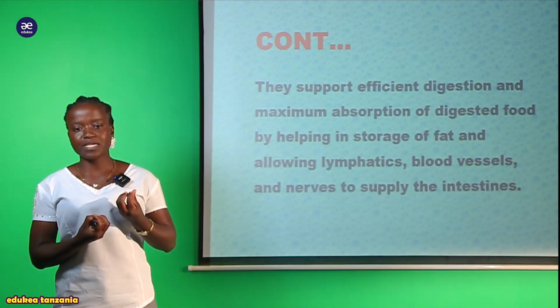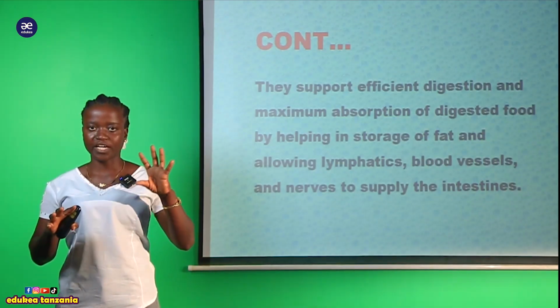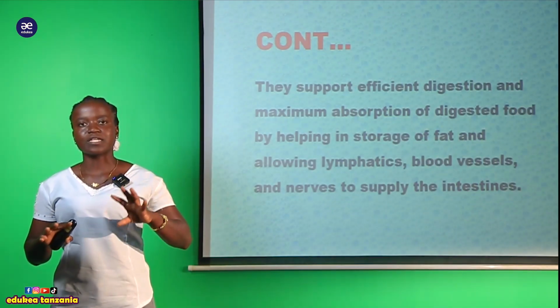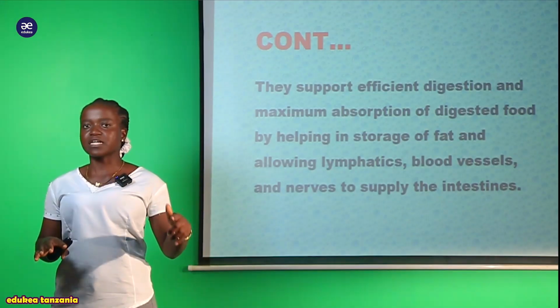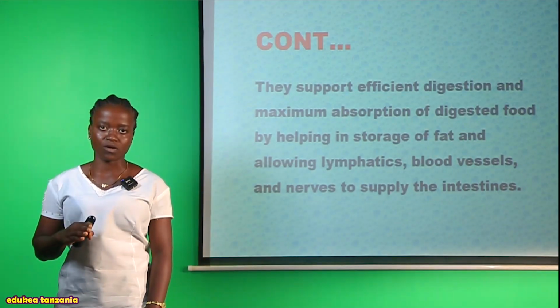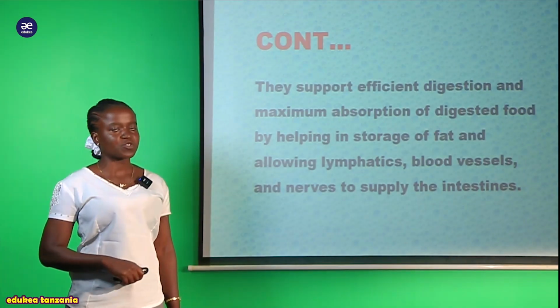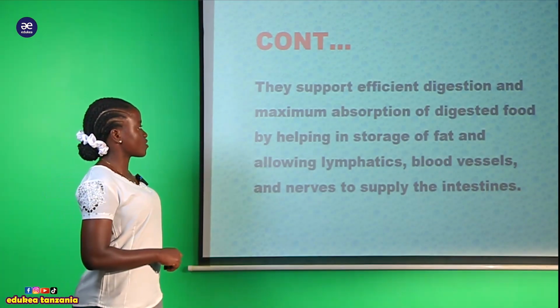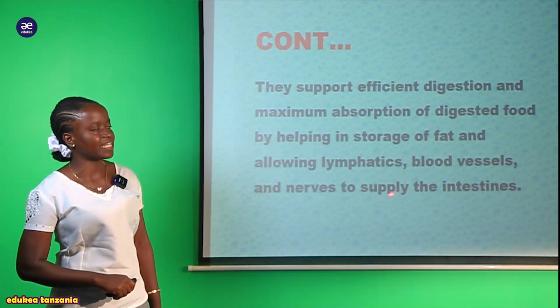So kile chakula kinabe absorbed, kinaenda kwenye different parts of the body, either kwenye head, kwenye the trunk, kwenye the neck, kwenye the legs and so on. Is due to the presence of the mesentery which is found within this organism. And apart from the maximum absorption of the digested food, also this organism, tunasema kwamba it helps storage of fat and allowing lymphatics.